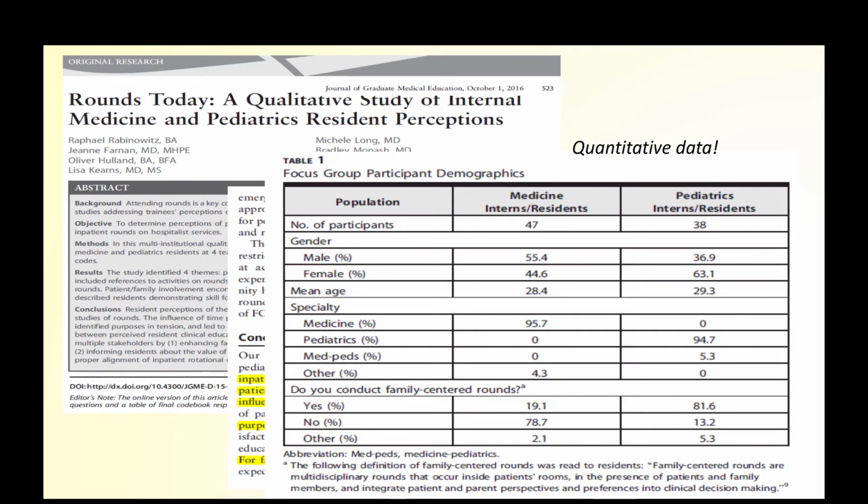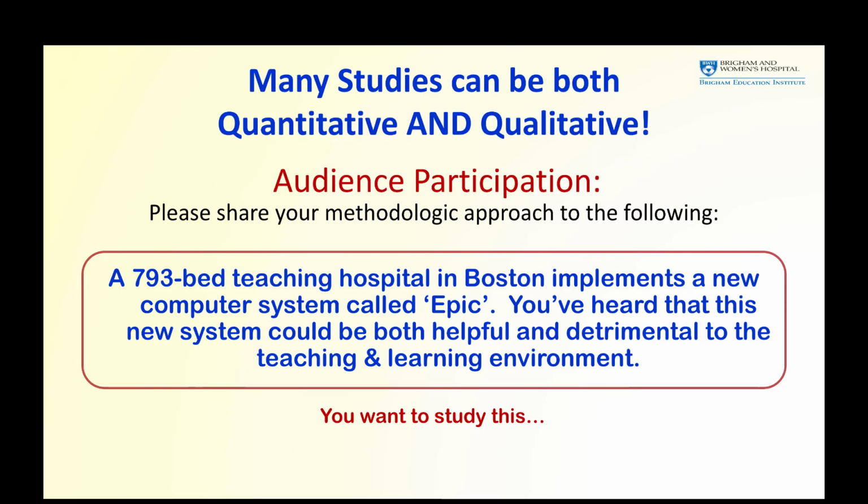In addition to qualitative data, you can have quantitative data as well, looking at the study population and the breakdown between the different types of groups that were represented from the focus groups. So in essence, many studies can be both quantitative and qualitative.